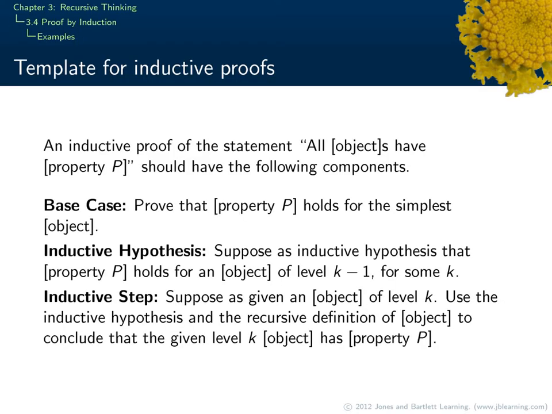Okay, so how is it that we do inductive type proofs? The first thing is you need to establish a base case, or prove that the property holds for the simplest object. And then you have an induction hypothesis where you suppose that the property holds for an object of some level k minus 1. And then your inductive step is to show that given the induction hypothesis, the property holds at level k.